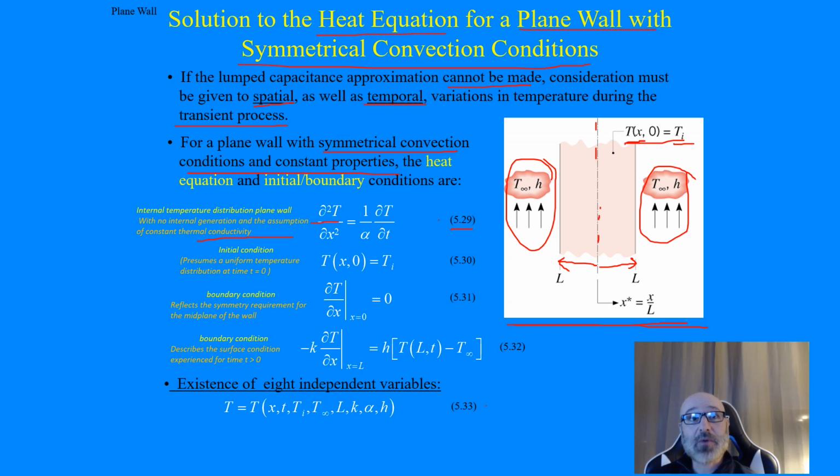We have our ∂²T/∂x², which is equal to 1 over alpha times ∂T/∂t, the partial of temperature with respect to time. So that's our equation 5.29.